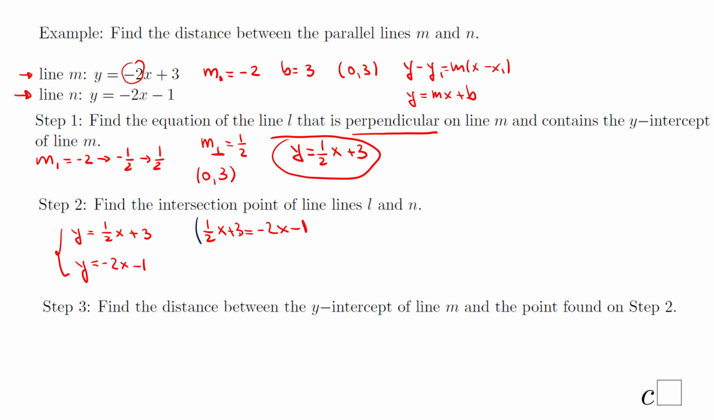I would personally like to get rid of the 1/2, so that's the reason I'm going to multiply both sides by 2, and I'm going to get here 2 times 1/2, that is 1x, or just x, plus 3 equals -4x minus 2. So again, distributive property in this equation to get rid of the 1/2. Now I will add 4x to get rid of the minus 4x.